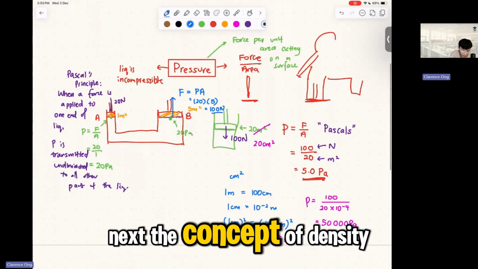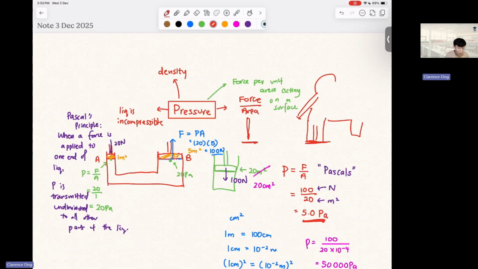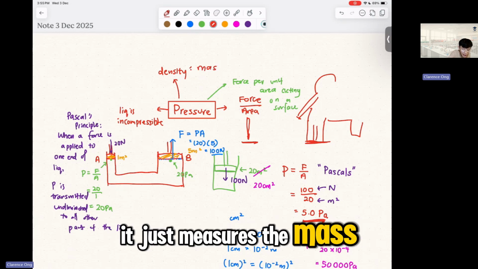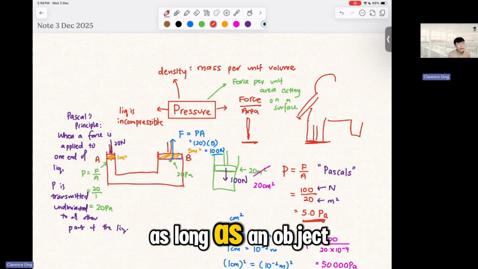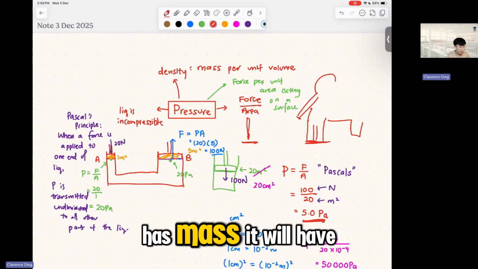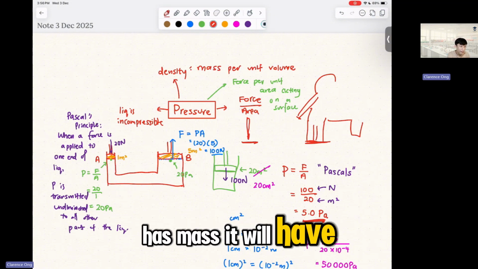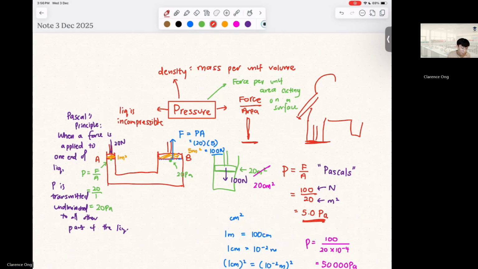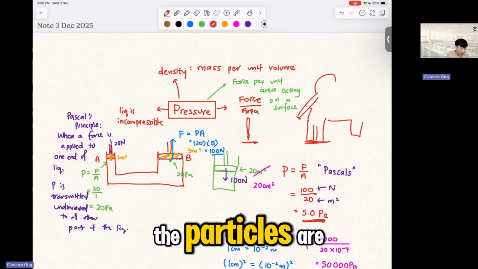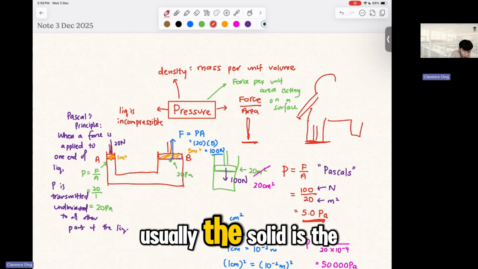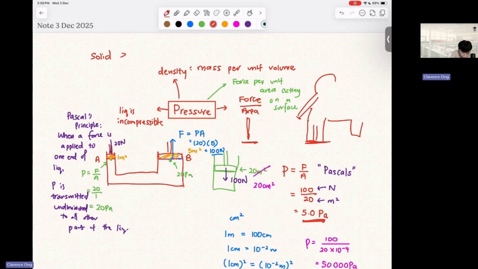Next, the concept of density. Density is a very simple concept. It just measures the mass per unit volume of an object. As long as an object has mass, it will have a particular density. So density can be thought of as how closely packed the particles are. Usually the solid is the densest, followed by liquid, followed by gas.